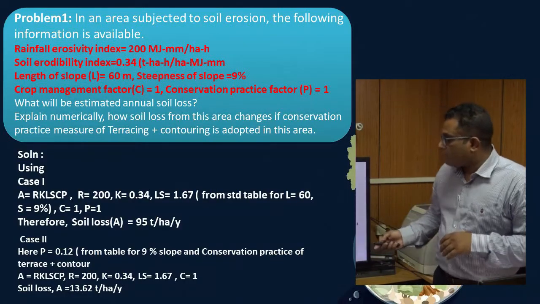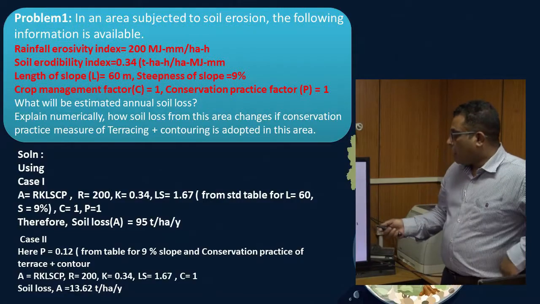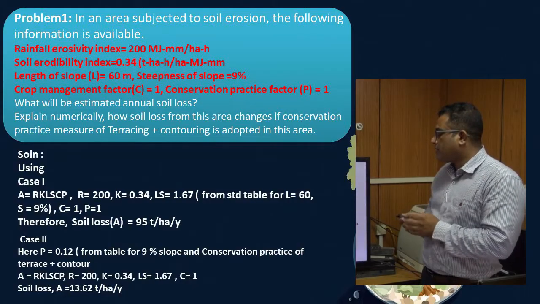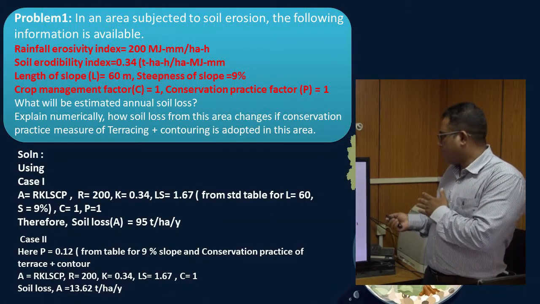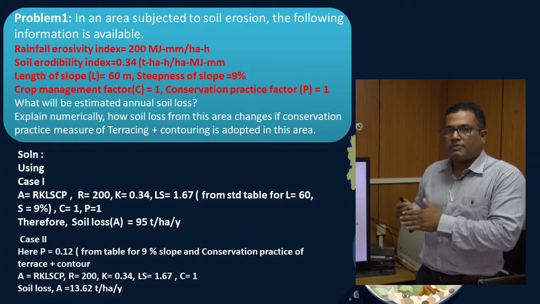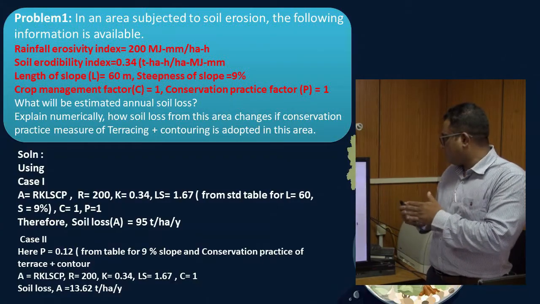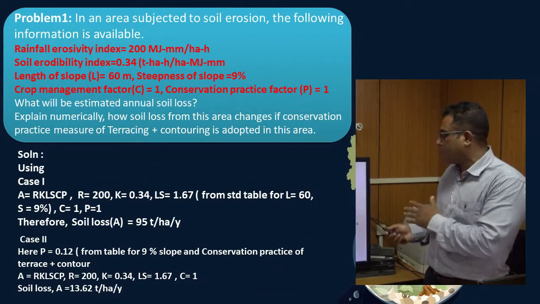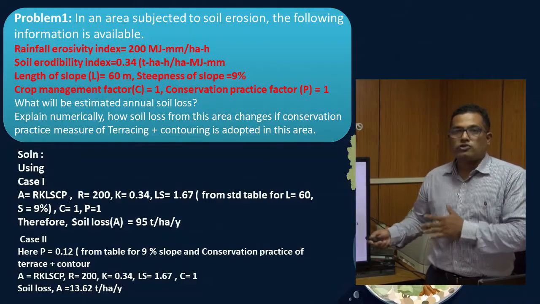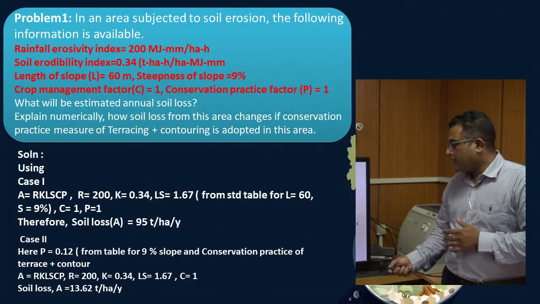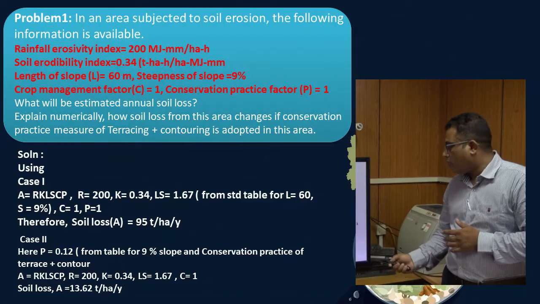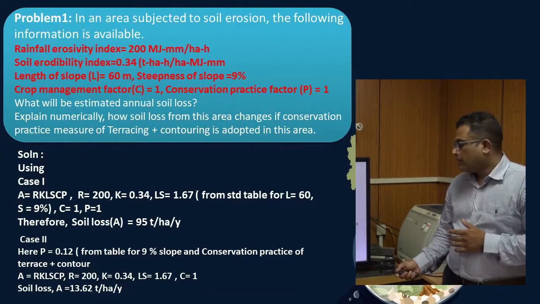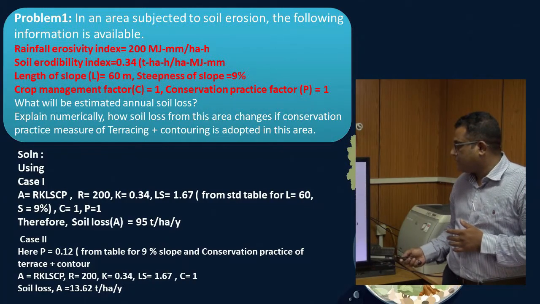Coming to the second part of the question, how the soil loss from the area changes if, as a part of conservation practice, we include terracing plus contouring in that area, then how this soil loss will change. Let's see. Here P is equal to, now we have to find the value of P through the table for 9% slope. So we again go back to the previous slides.